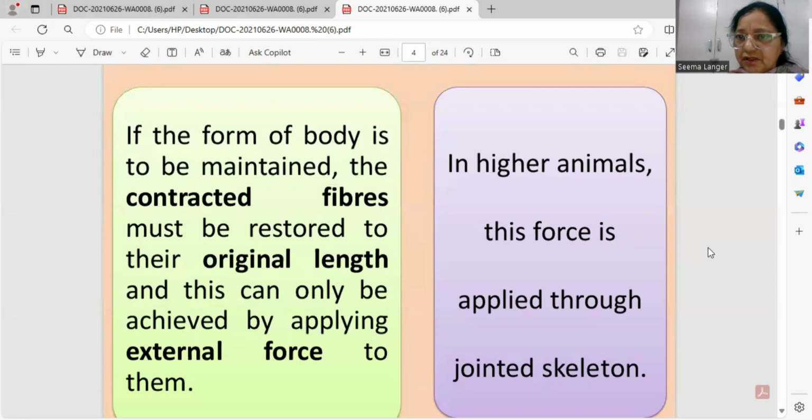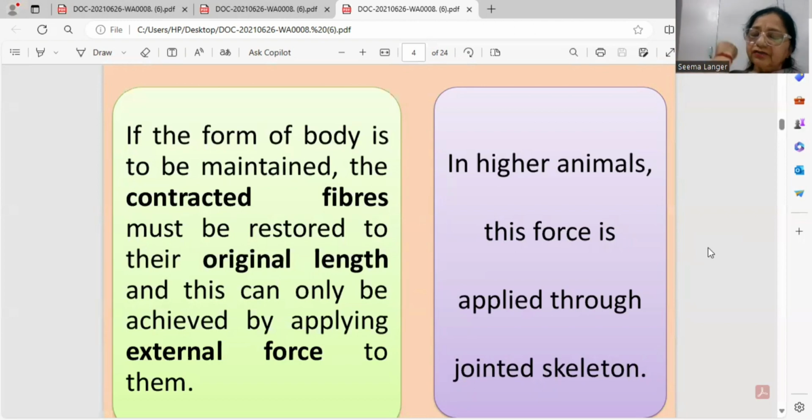I think you get this point. So in higher animals, this force is applied through a jointed skeleton. We can take an example of higher animals. In our case, if we have to move our forearm close to the upper arm, what will happen? The biceps muscles present over here contract, and the forearm comes close to the upper arm. But the original shape, in this case the arm, has to be straightened.